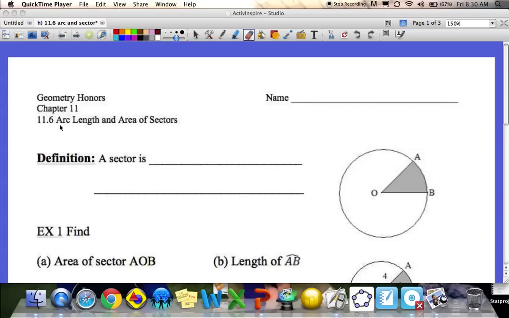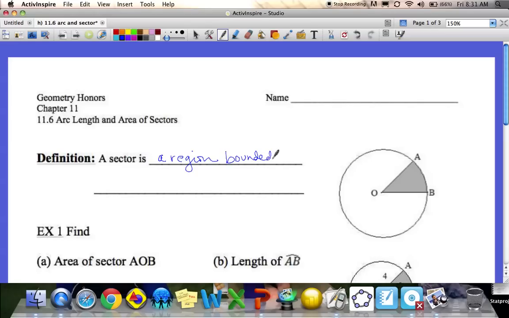Section 11.6, arc length and area of sectors. A sector is a region bounded by two radii and an arc. And a picture of a sector is to the right, bounded by two radii and an arc.